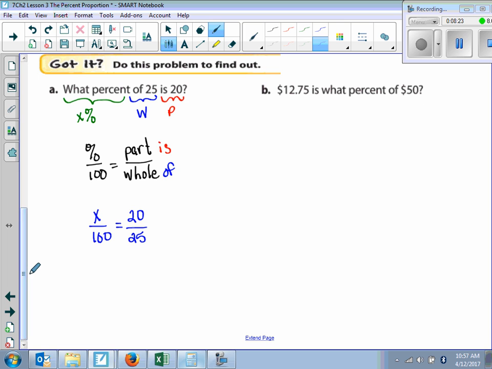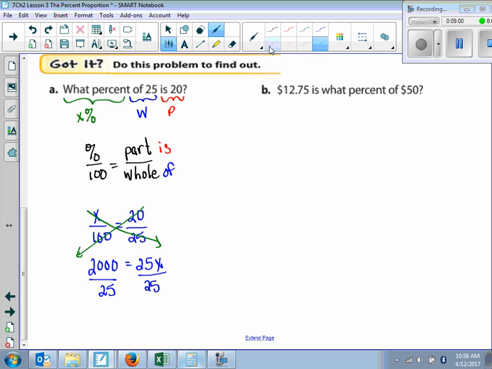So now, to solve this proportion, we're going to cross multiply. Very good. So, when we cross multiply, remember I like to follow my arrows, we have 20 times 100 is 2,000 is equal to 25 times x is 25x. And now, how do I get the x by itself? Very good. On both sides.